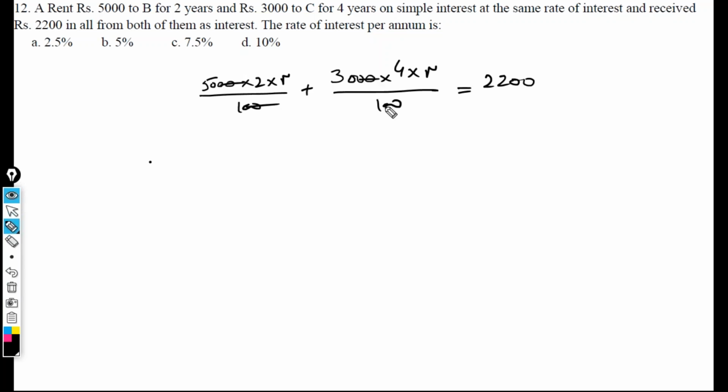Zeros got cancelled out here. So this comes out to be 100R, this comes out to be 120R, which is 220R equals 2,200. So R comes out to be 10. I hope it is clear to each and every student. Pranvi, is it done? Akriti, is it clear? Okay, good, good.